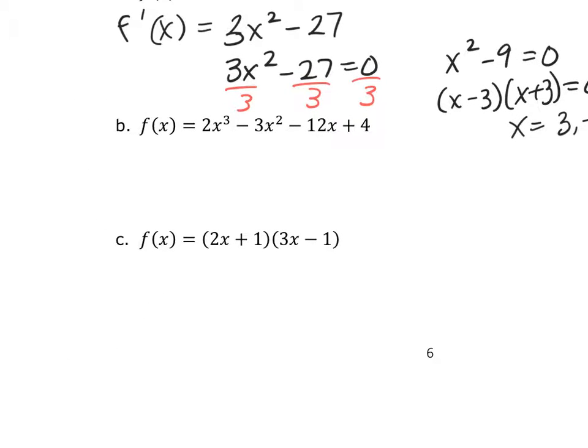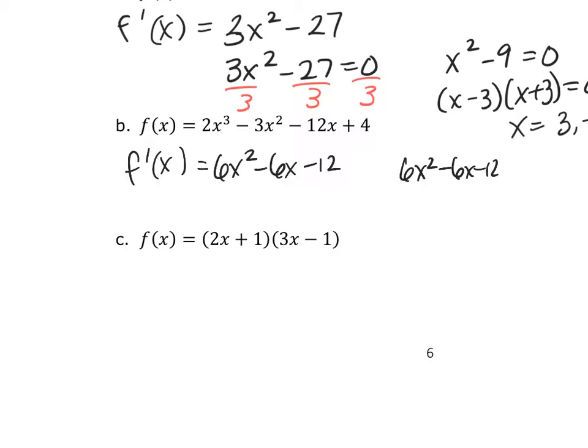Okay, so somebody help me out with f prime on B. F prime is equal to what? 6x squared minus 6x minus 12. And then what do I do? I set this thing equal to 0 and divide by 6. So x squared minus x minus 2 is equal to 0.